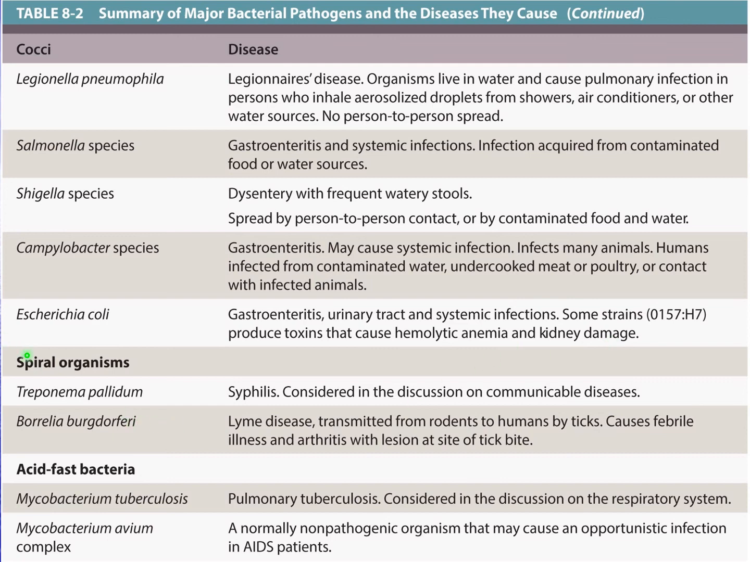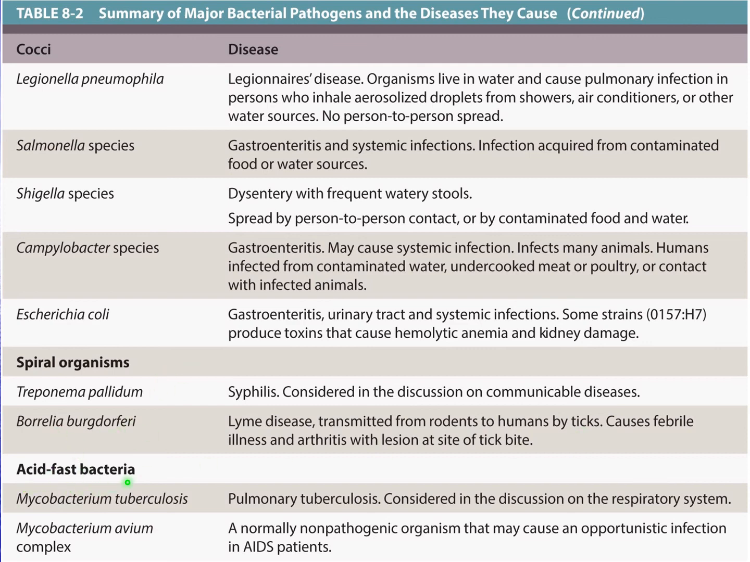In the spiral organisms, Treponema pallidum causing syphilis, one of our sexually transmitted diseases, and Borrelia burgdorferi transmitting Lyme disease, and this is transmitted by ticks, and primarily the tick species is the Ixodes genus, and Ixodes scapularis is the tick that we have here in southwest Missouri that can transmit Borrelia burgdorferi.